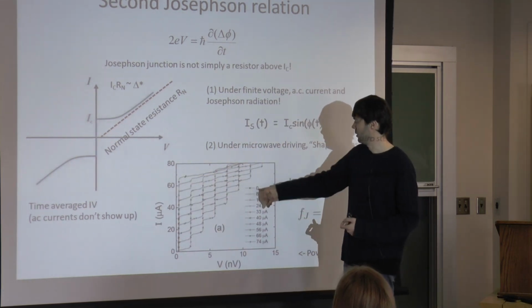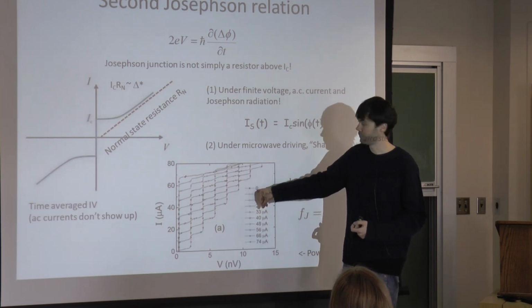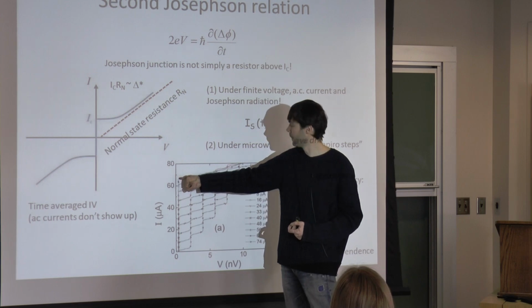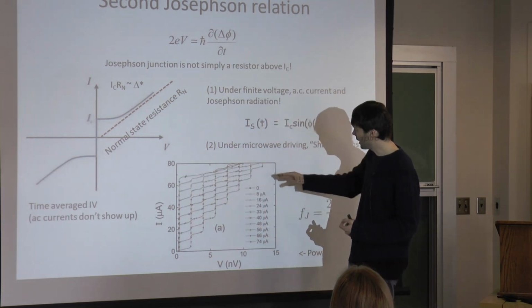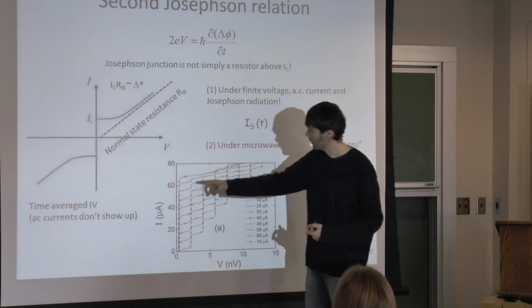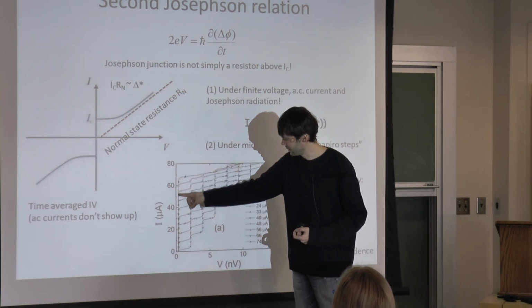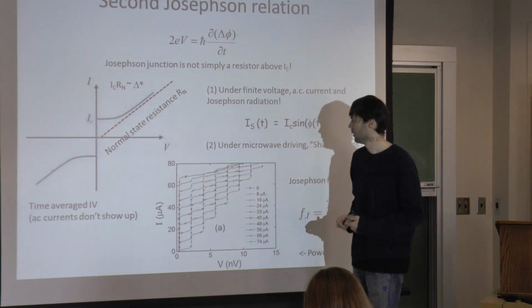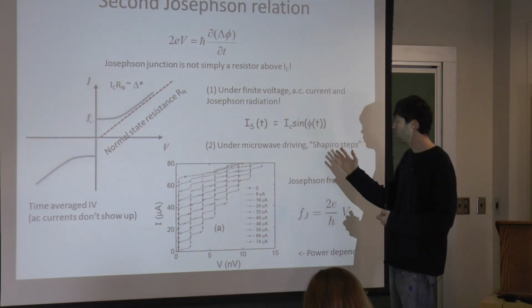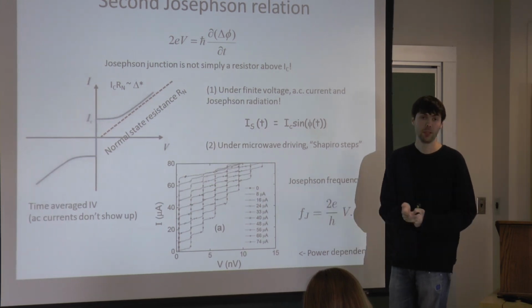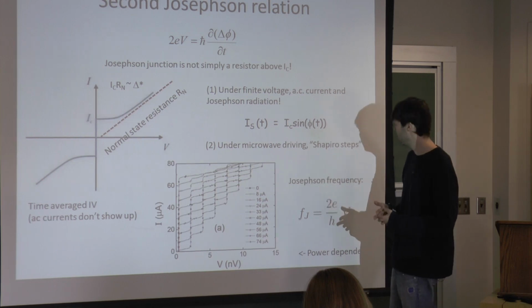The highest one, going all the way up here and switching, has no steps. That's because the excitation was at zero. So this is the critical current of this junction. Now we apply AC excitation at high frequency, and the critical current suppresses, and these steps appear. These are called Shapiro steps. And the reason why they appear, I'll tell you in a couple of minutes.